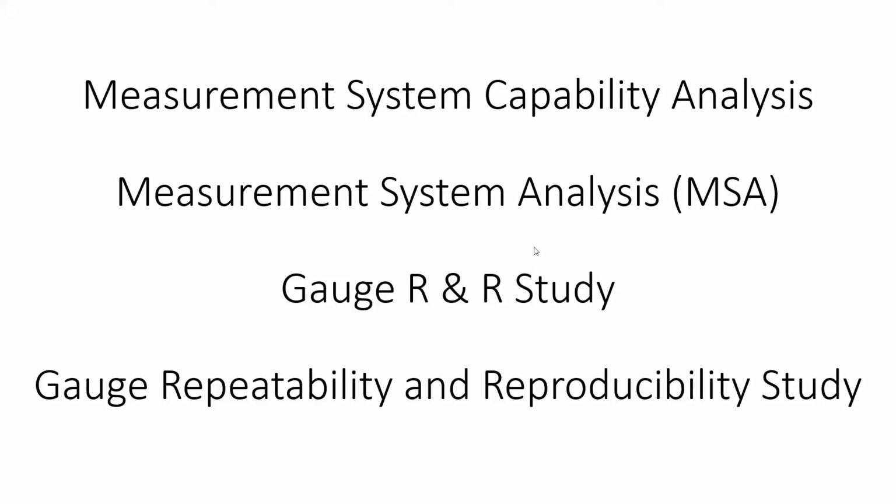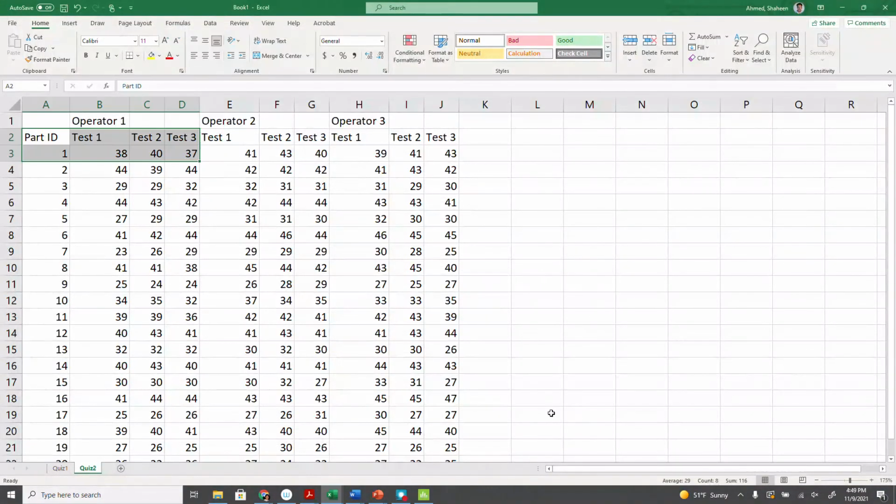Measurement system capability analysis, or measurement system analysis, or gauge R&R study, or gauge repeatability and reproducibility study. This is known by these 4 different names. We'll see a typical example and then analyze it and also explain the results. So here is a typical scenario.